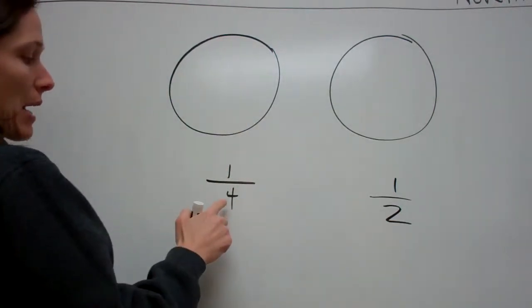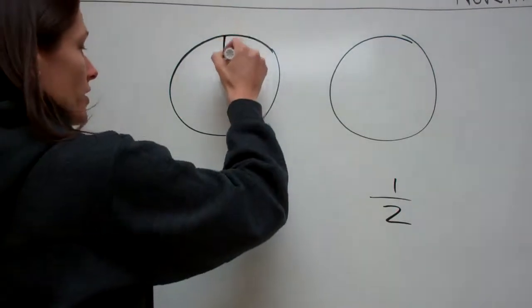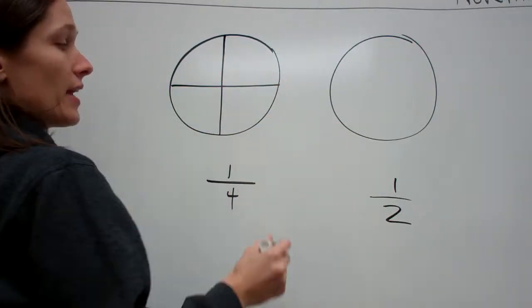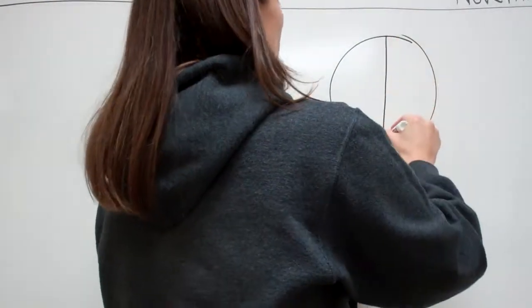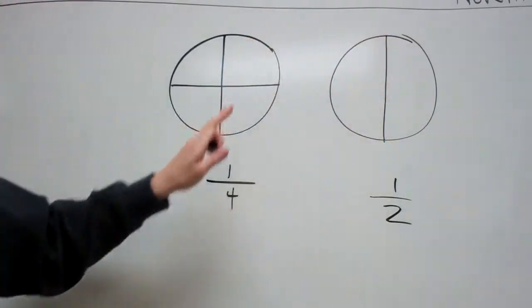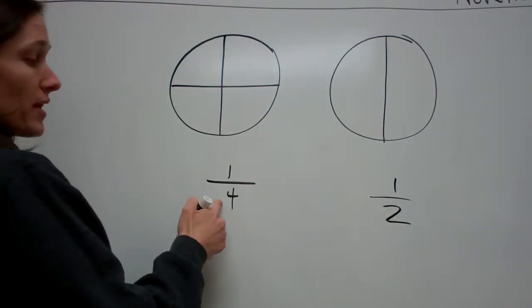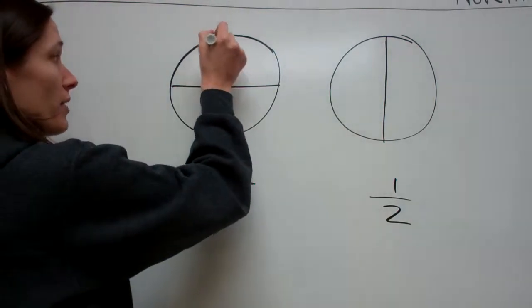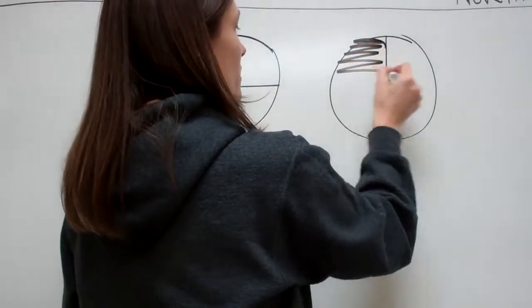And then how many times am I going to break this one up into? 4. Very good. And then how many times am I going to break this up into, Levi? 2. Okay, so I have the same size objects, and then I've broken them up according to what it says. So now I'm going to fill this one up with one of them. 1 out of 4, and this one 1 out of 2.